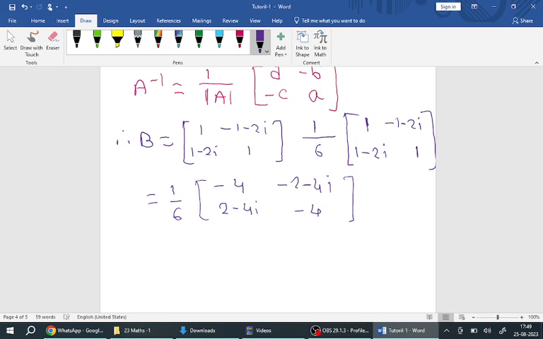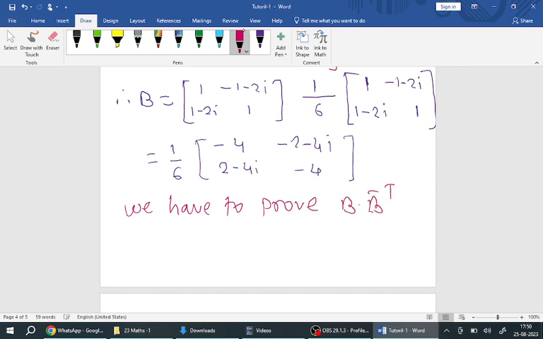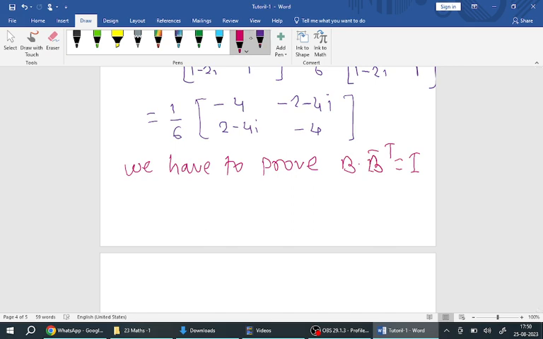Now the question is very simple. Our aim is to prove that B is a unitary matrix. That means we have to prove B into B bar transpose is I. We have to prove that B is unitary, meaning B into B bar transpose is the identity matrix. So we consider the B into B bar transpose matrix.